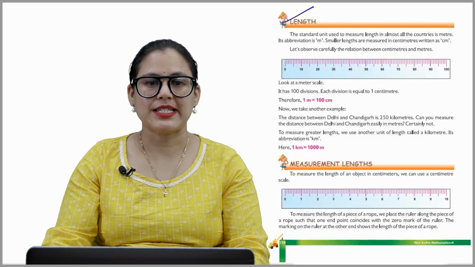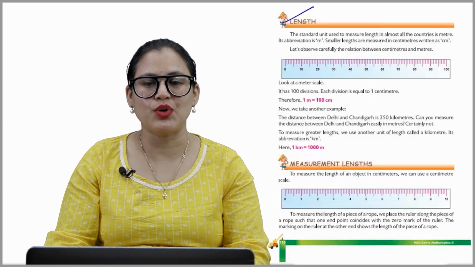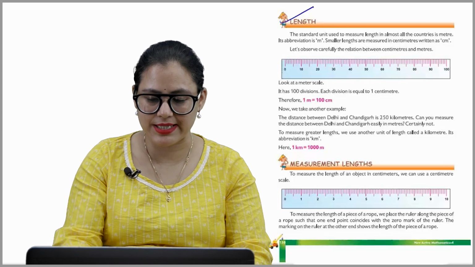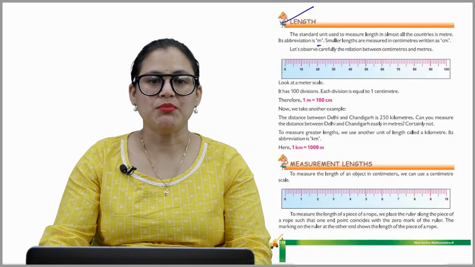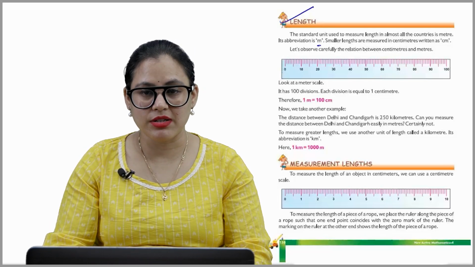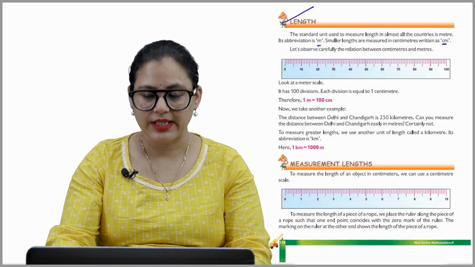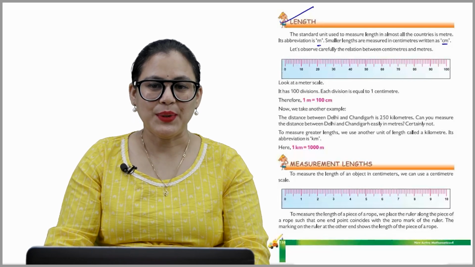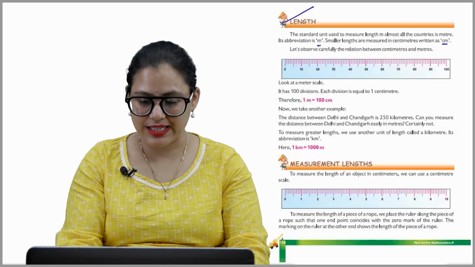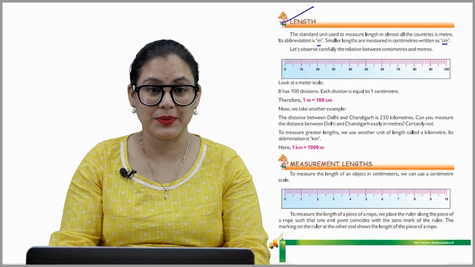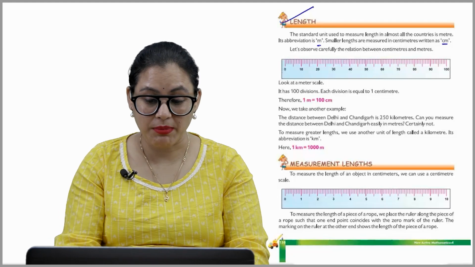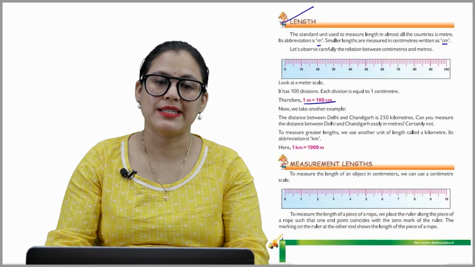Length. The standard unit used to measure a length in almost all the countries is a meter. Its abbreviation is m. Smaller lengths are measured in centimeters, written as cm. Let's observe carefully the relation between centimeters and meters. Look at a meter scale. It has how many divisions? 100 divisions. Each division is equal to 1 centimeter. Therefore, 1 meter is equal to 100 centimeter.